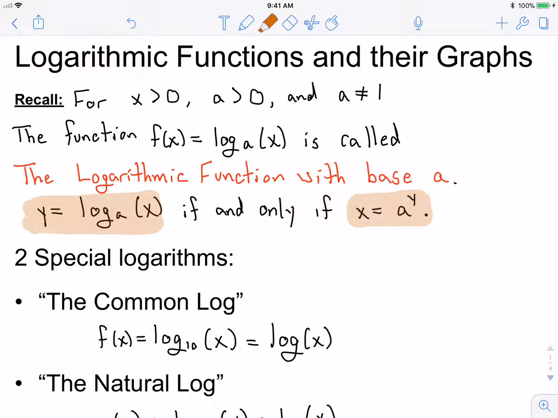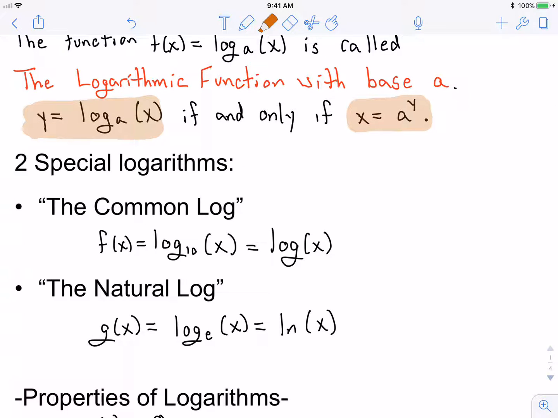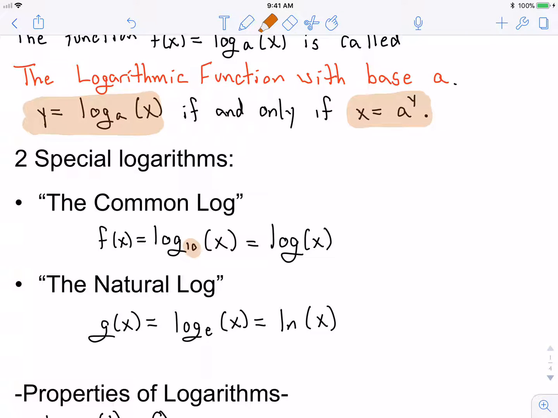Now if you look at your calculator, you'll see that the logarithm buttons are rather limited. As a matter of fact, your calculator only does two different kinds of logarithms, and those are the common log and the natural log. The common log always has base 10. If you see a button on your calculator that just says log and has no base, then it's always going to be 10, and it will never be a different number.